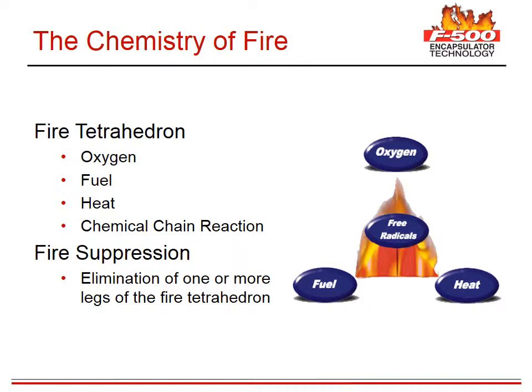The fire tetrahedron shows us that in order to extinguish a fire, we must eliminate one or more legs of the fire tetrahedron. F500 works on 3 legs at the same time, reducing heat, fuel, and interrupting the free radical chain reaction. Foam only separates the fuel from the oxygen, one leg of the fire tetrahedron, by creating a blanket of foam. The foam holds the heat, which often is why reignition occurs after the fire was extinguished.